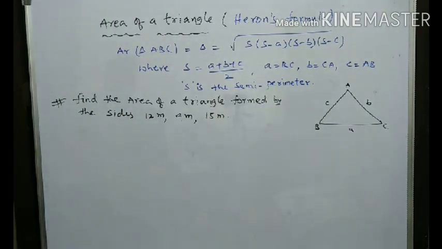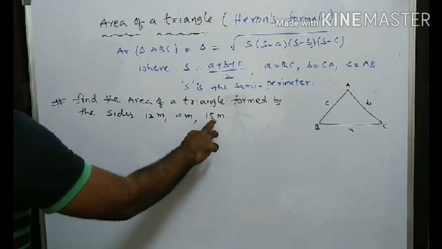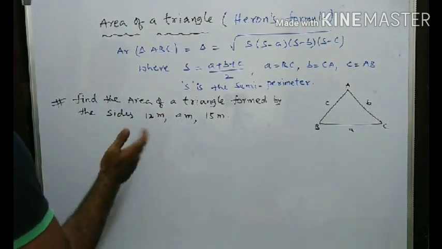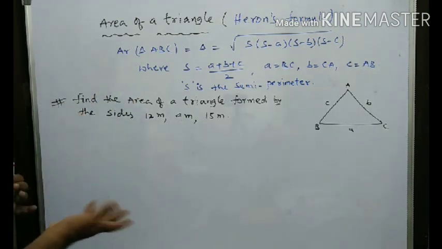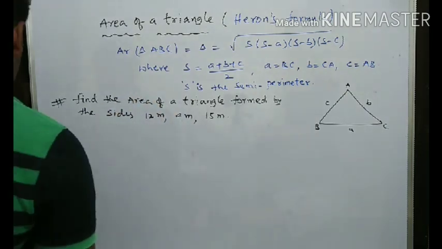Now coming to a problem. Find the area of a triangle formed by the sides 12 meters, 9 meters and 15 meters. So clearly here sides are given. Then the previous methods whatever we discussed cannot be applied here, because those formulas are especially for when we know the vertices. But this is the formula when we know the length of the sides.